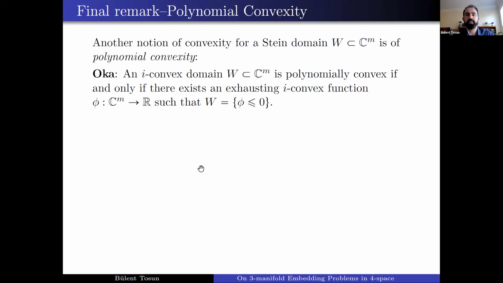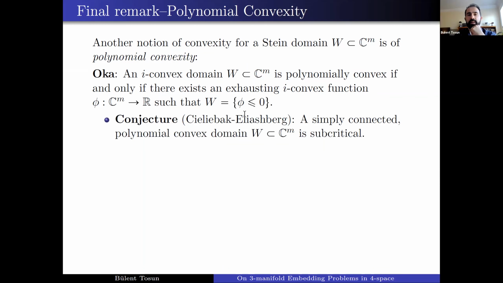So this characterization of Oka in particular can be used to show that if you have a polynomially convex domain in C^m, indeed you can, by attaching only handles of, let's say in the case of C^2, only handles of index 1 and 2, reach 4-balls. So in other words, this cobordism I was talking about earlier in the case of rational convexity, that's actually a Weinstein cobordism.